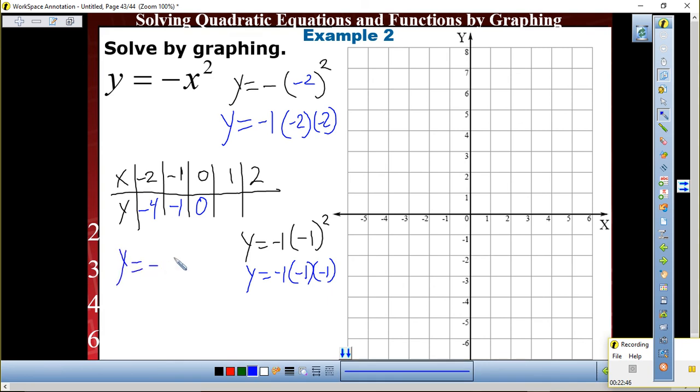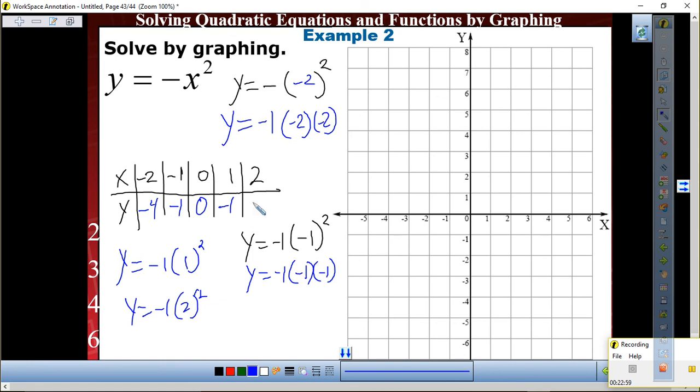Y equals negative 1 times 1 squared. What is 1 squared? Times negative 1, negative 1. Y equals negative 1 times 2 squared. What is 2 squared? Times negative 1, negative 4. Let's plot our points. Negative 2, negative 4. Negative 1, negative 1. 0, 0. 1, negative 1. 2, negative 4.